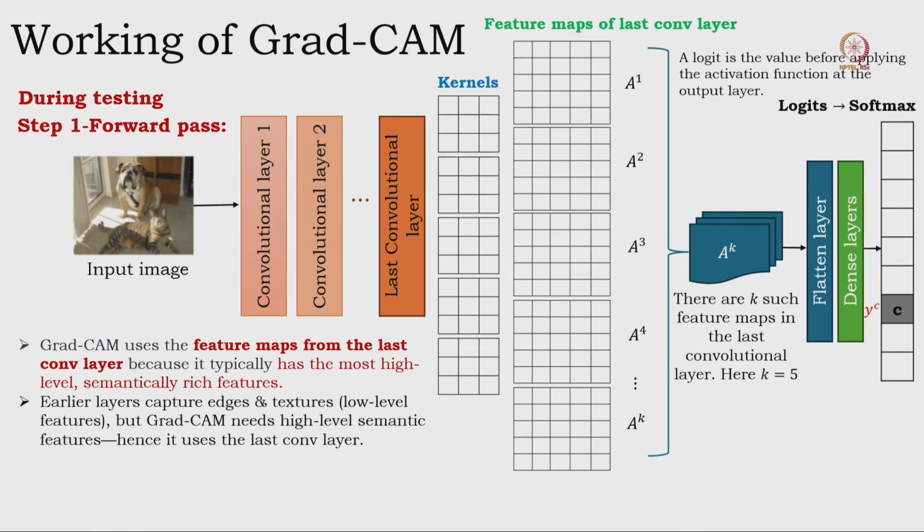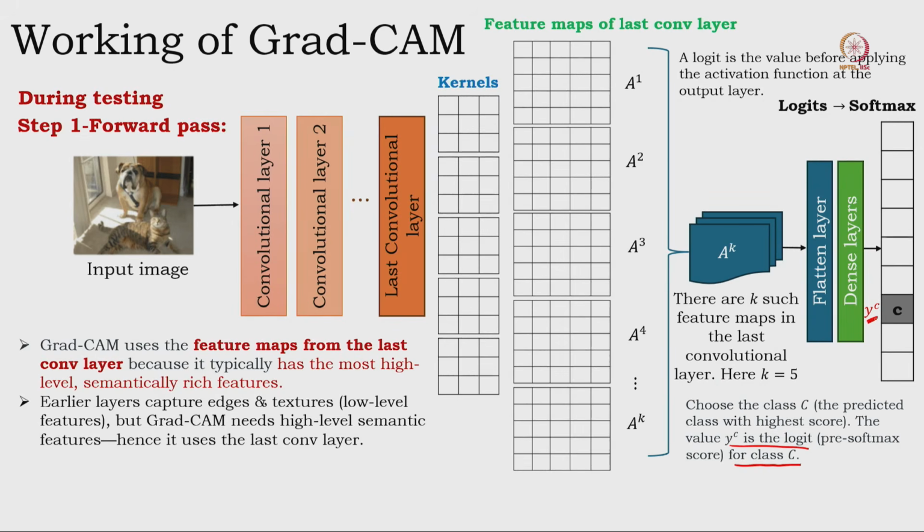Once again, what is YC here? For a given input, if the model has predicted a particular class C, the class logit, that is the value before the activation function, is YC. It is the value before the softmax, that is, the pre-softmax score. So we take this YC.